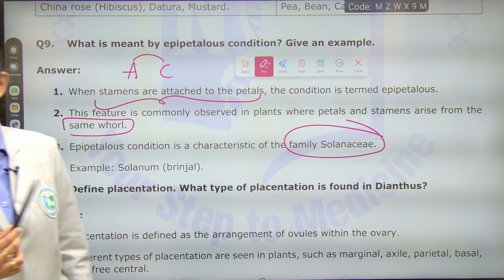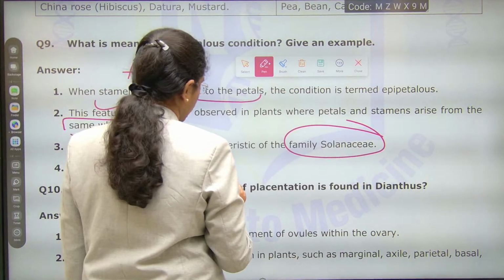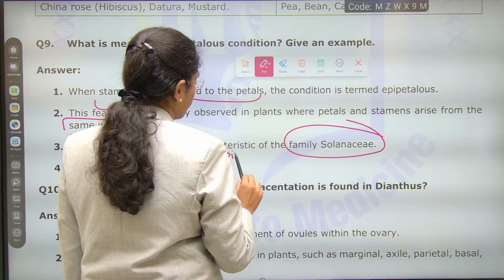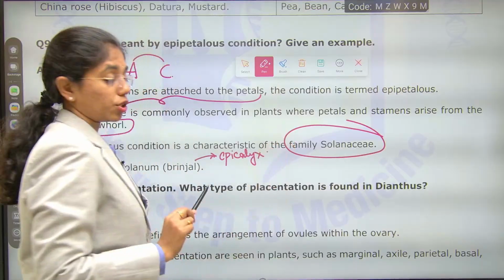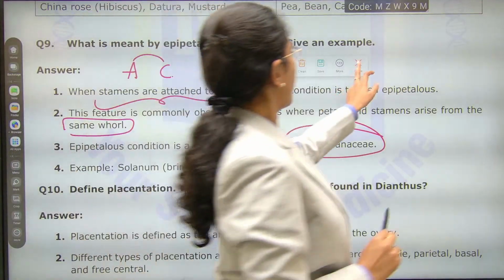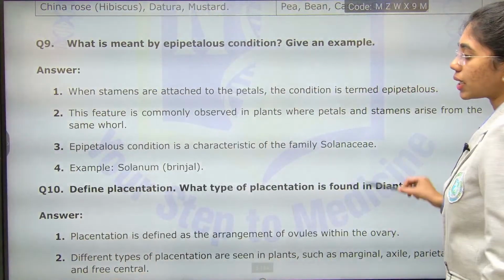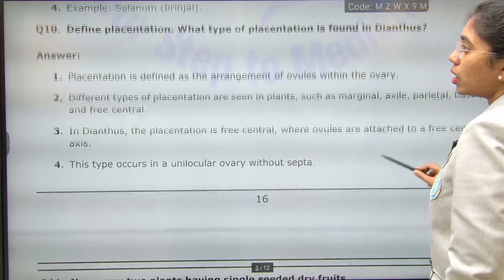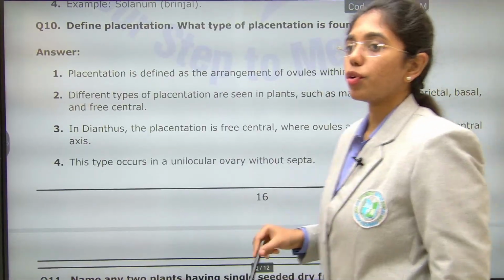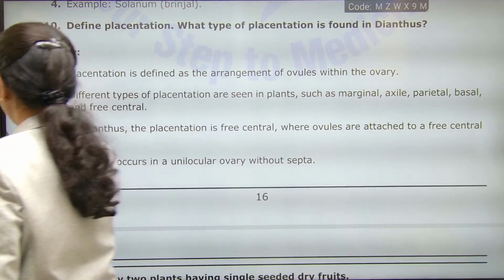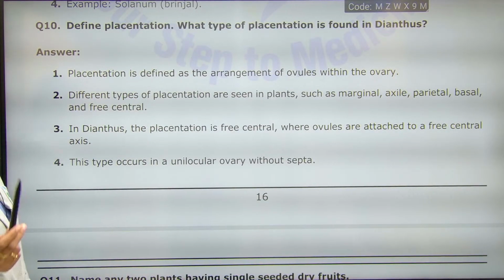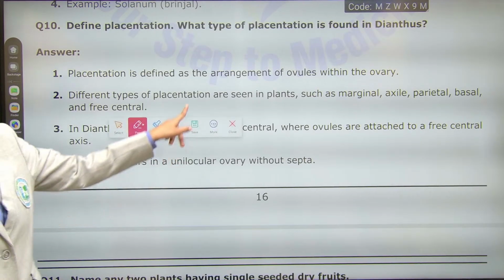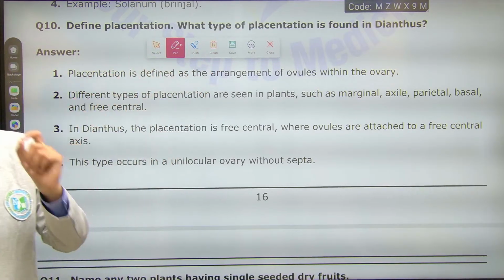Brinjal is also an example for epicalyx condition. Remember, the calyx persists even after fertilization, even after fruit formation, which is the epicalyx condition. Epipetalous and epicalyx are two different features observed in the same plant, that is brinjal, which belongs to the Solanaceae family.